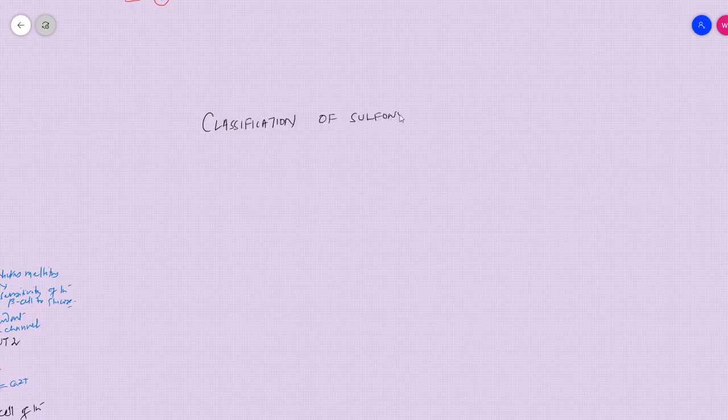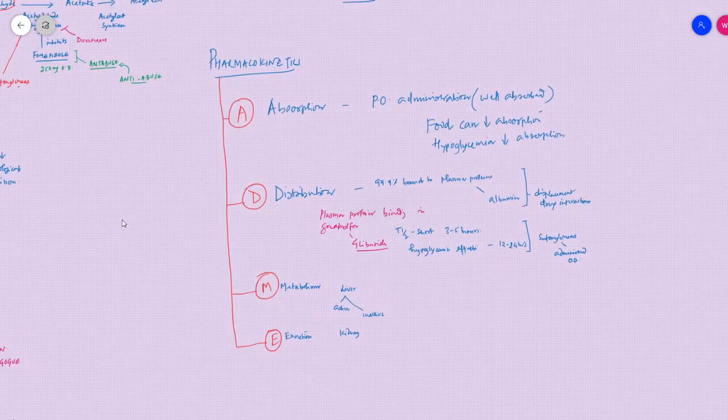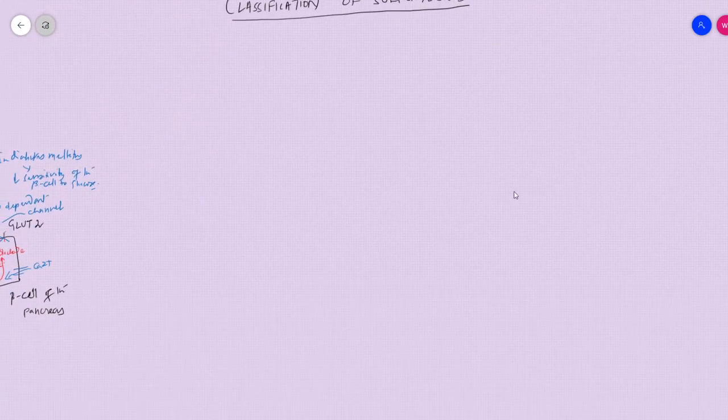So now let's look at what the drugs are. For that, these drugs are classified. So let's talk about classification of sulfonylureas. It is classified into two generations.